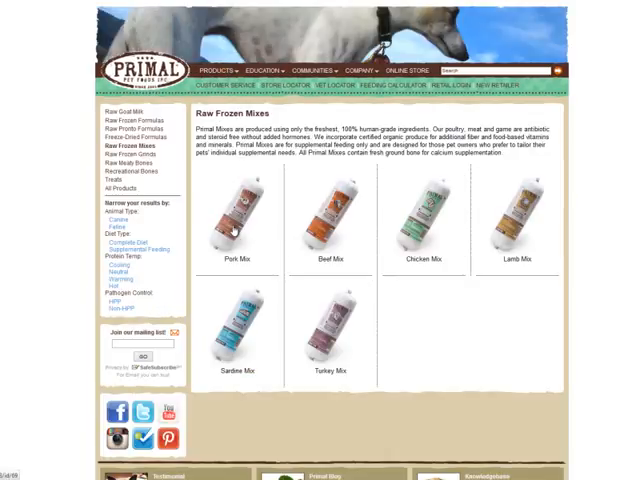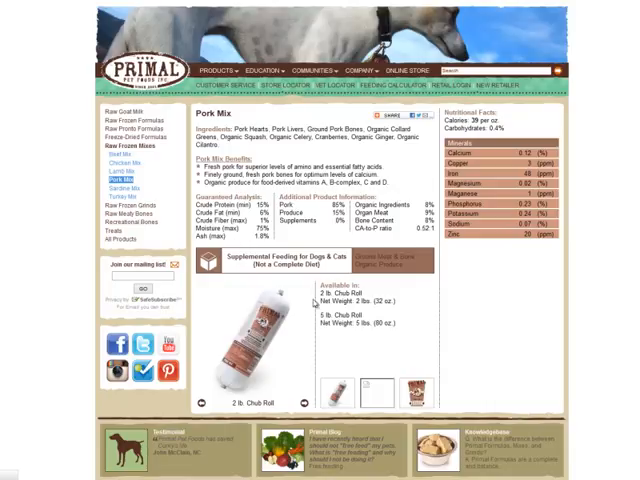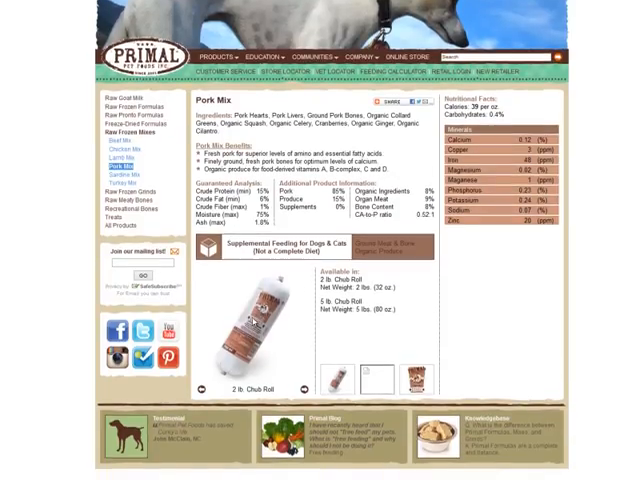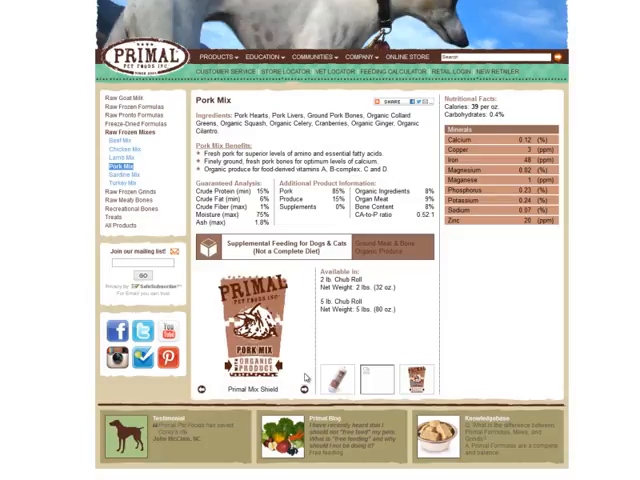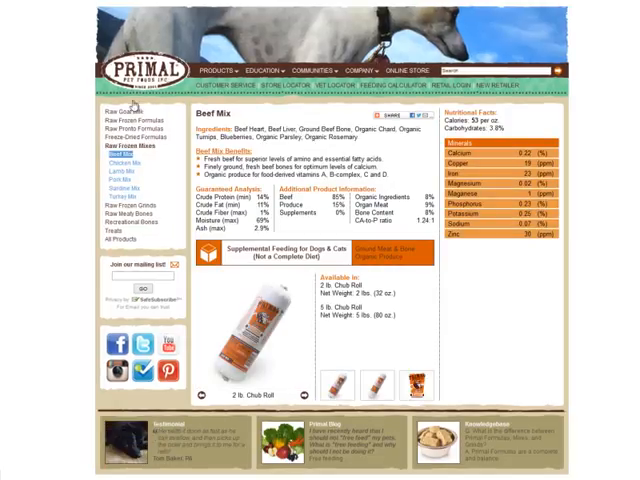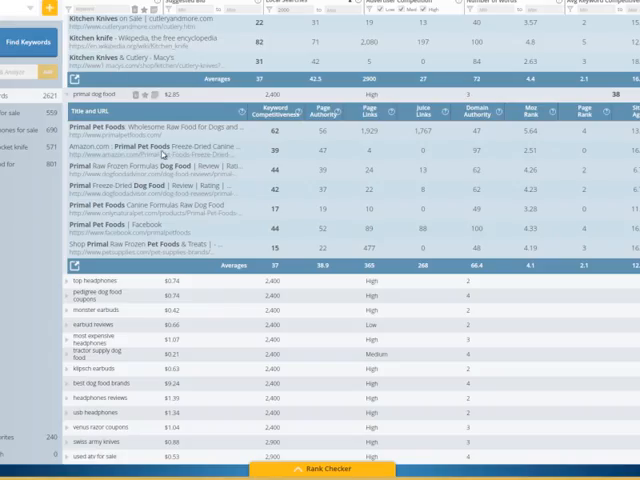They have got a pork mix. I can probably add that to my cart here. Boy, they don't make it very easy to figure out how to add that to my cart, but I'm sure I can somehow. Anyways, this does not look like an affiliate website. So I just wanted to double check that one.